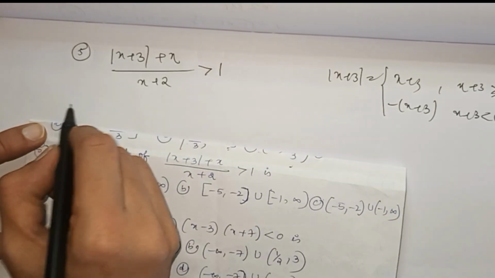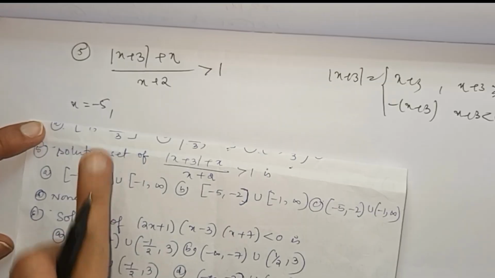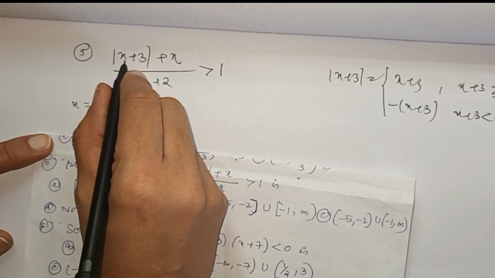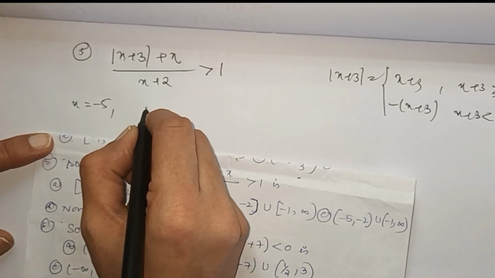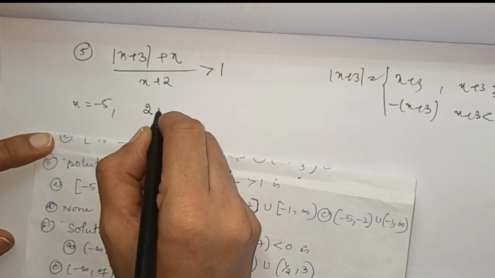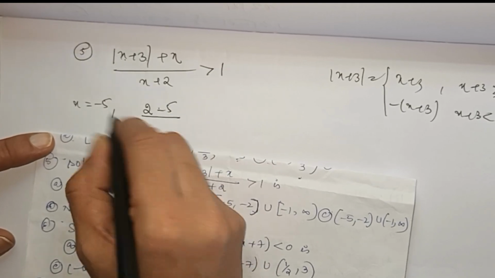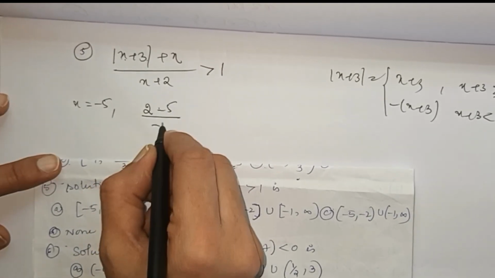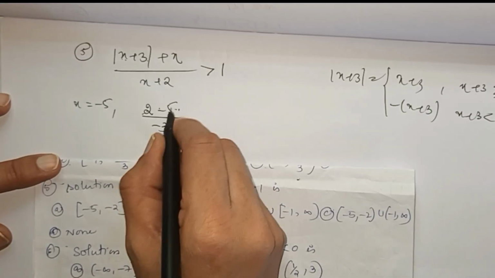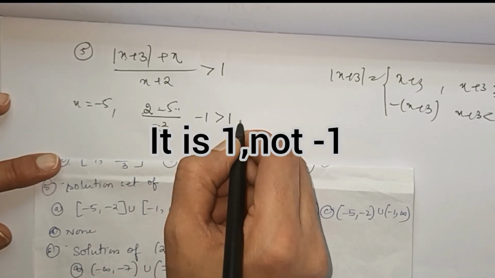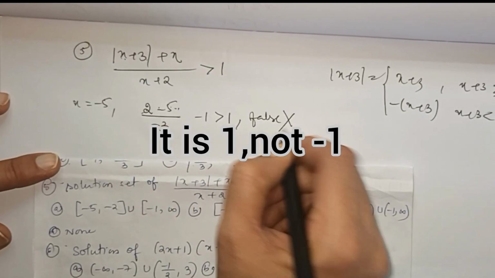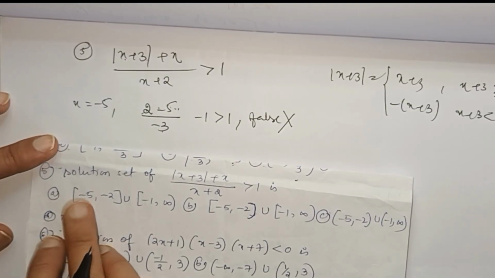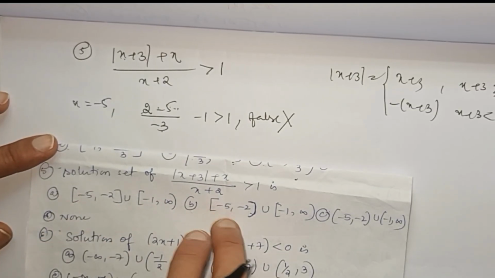So first you check, is x equal to minus 5 a solution? So put minus 5 over here. Minus 5 plus 3 is minus 2, mod of minus 2 is plus 2. And x divided by x plus 2 is minus 5 divided by minus 5 plus 2, which is minus 3, so minus 5 by minus 3. Plus 2 minus 1 greater than 1? So it can't be a solution. So minus 5 can't be included. Here also it is included, here also included. So it can't be the answer.